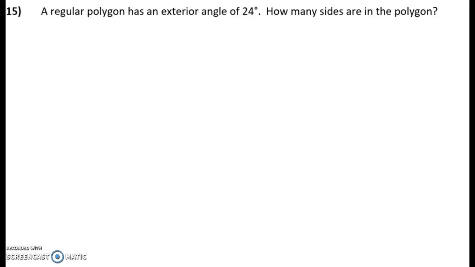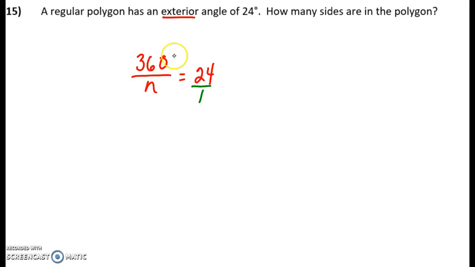15. A regular polygon has an exterior angle of 24 degrees. How many sides are in the polygon? So now remember, if we're trying to find the number of sides in a polygon based off of the exterior angles, 360 degrees divided by the number of sides gives me the exterior angle. By simply setting up a proportion, we can easily take the cross product to solve for n.